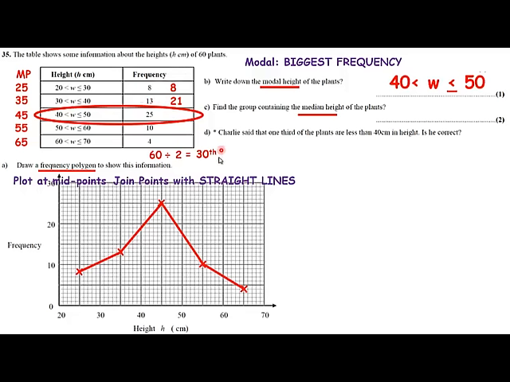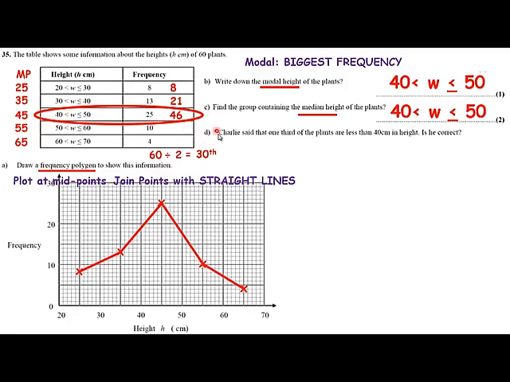I need to find out which group contains the 30th plant when they're all arranged in height order. They're already arranged in height order. 21 plus 25 is 46. So the 30th plant is actually going to be in this group, the 40 to 50 range, and that is the group that contains the median. Make sure you do understand it. I've done loads of these with you all in class. Make sure you have complete clarity here.